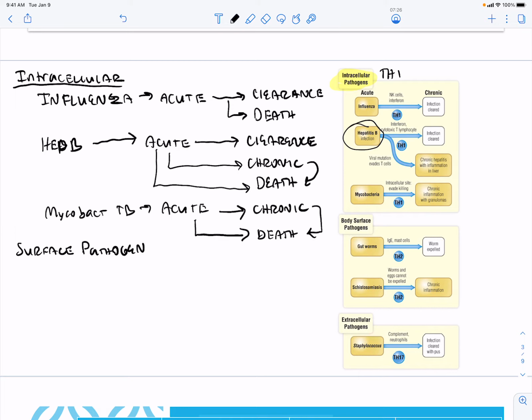So these are our big guys. These are our worm type of infections. And so we have a gut worm. And you will have an acute infection. And these are going to be more Th2, whereas the intracellular, of course, are Th1. The gut worm is going to require Th2, so that's your mast cells, your eosinophil story, and then you're going to get clearance.